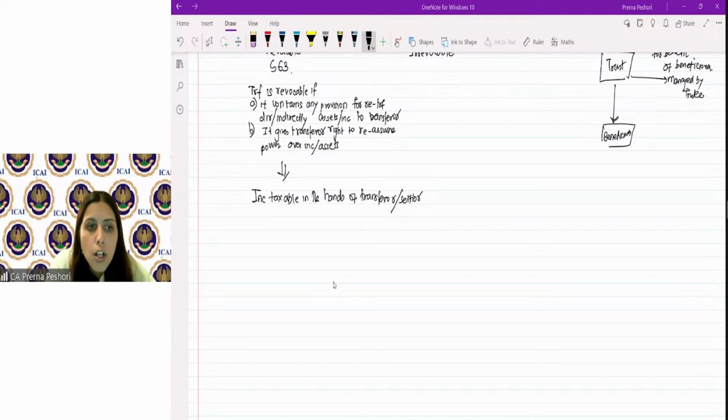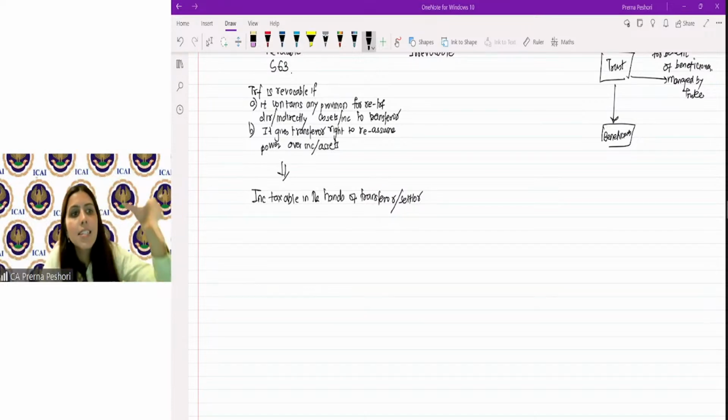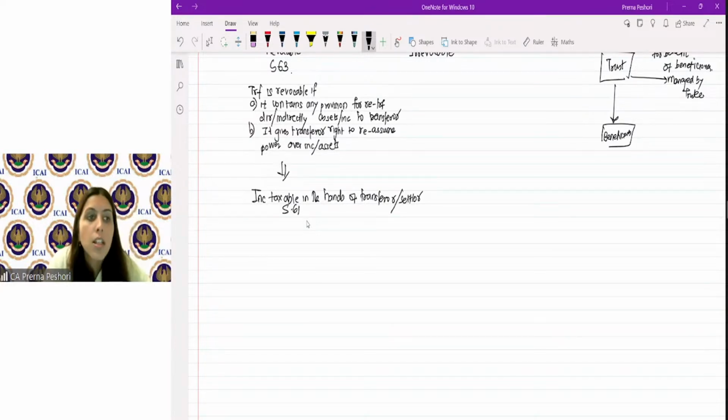What about the irrevocable transfer of assets? So where the assets are transferred to the trust, this is section 61, such that this trust is not revocable during the lifetime of the beneficiary or any transferee, and the transferor derives no direct or indirect benefit from such income, then this shall not be taxable in the hands of the settlor.